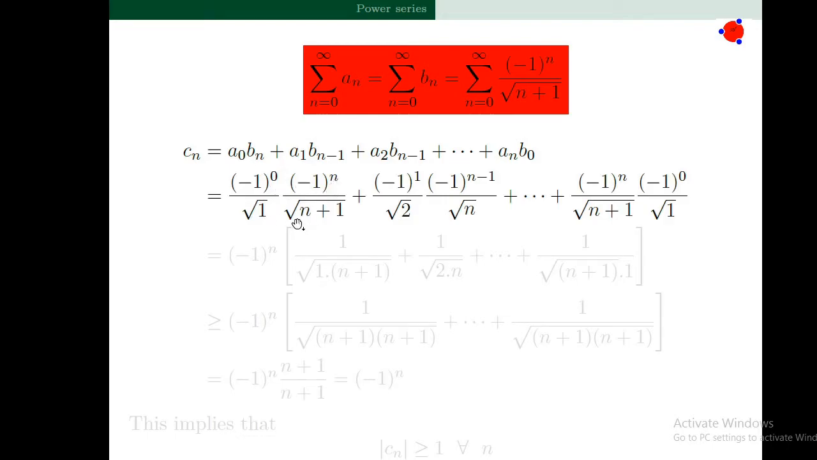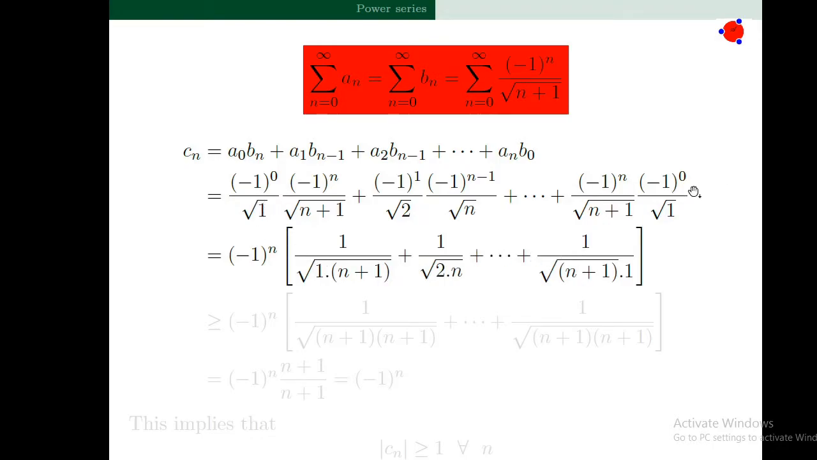1) the whole raised to n divided by root of n plus 1, and the second term a1 bn minus 1. Here a1 is (minus 1) raised to 1 divided by square root of 2, and bn minus 1 is equal to (minus 1) the whole raised to n minus 1 by square root of n, and so on, and the last term an b0. Here an is equal to (minus 1) the whole raised to n divided by square root of n plus 1, and b0 is (minus 1) the whole raised to 0 divided by square root of 1.